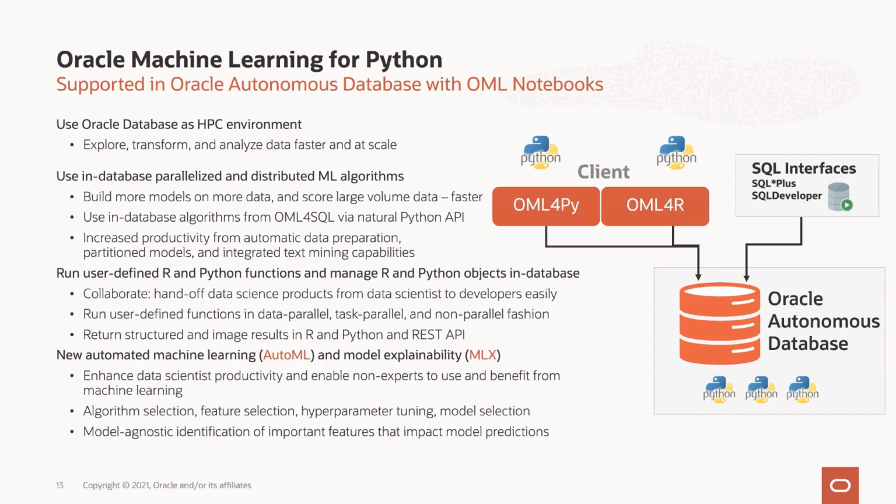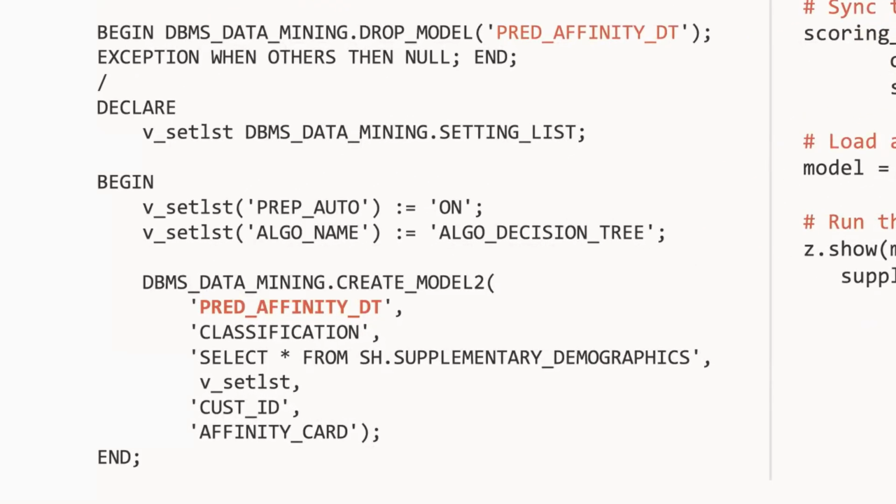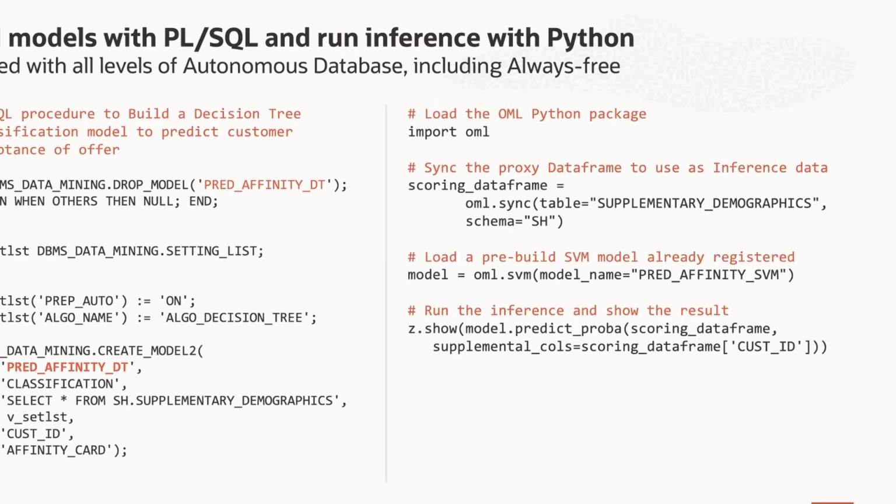Okay. So let's take a look at how that looks. Just like before, I built a model on the left-hand side, and I have that model built. In this case, on the right-hand side, I'm using just Python. I'm calling a Python function, and then I'm doing an OML sync on a table that is an Oracle database table. And then I'm bringing in the original named model, and then I am doing an inference using predict. Okay. So let's take a look at how that looks.